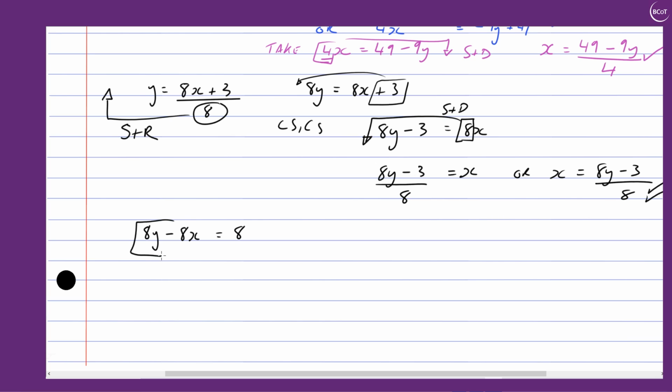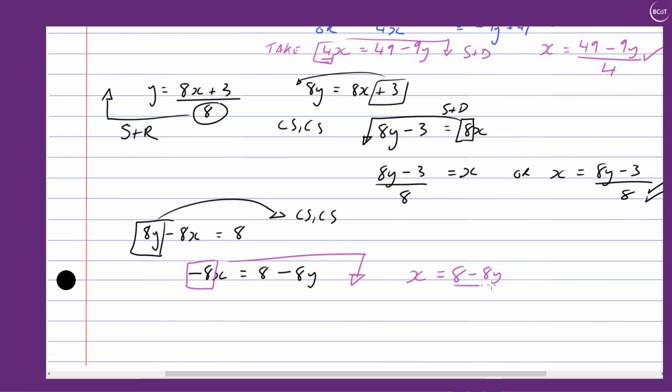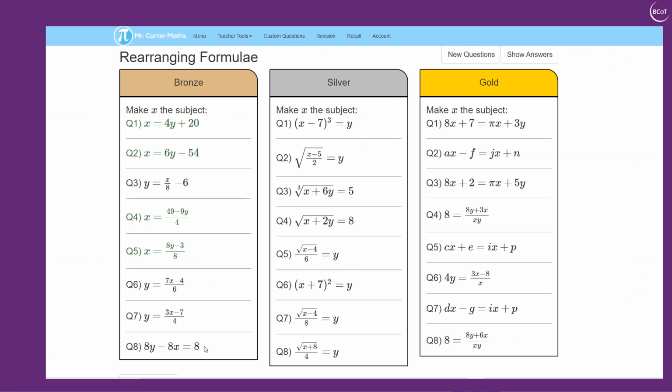Then we've got 8y minus 8x is 8. So because it's plus or minus, we can take the 8y to the other side. It leaves us with minus 8x equals 8 minus 8y. And then we just need to swap and drop, divide both sides by minus 8. Because it gives us x is 8 minus 8y all over minus 8. It doesn't matter if the thing we're dividing by is negative. And this is just another way of writing it. They're both correct. Check our answer there.